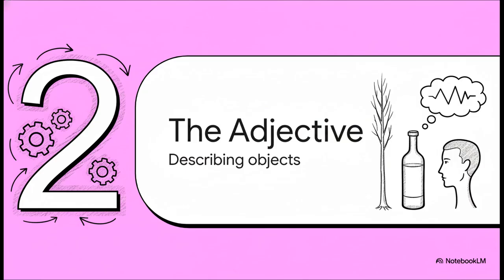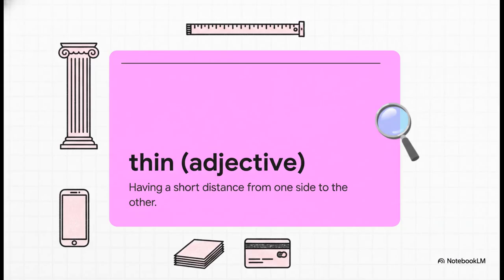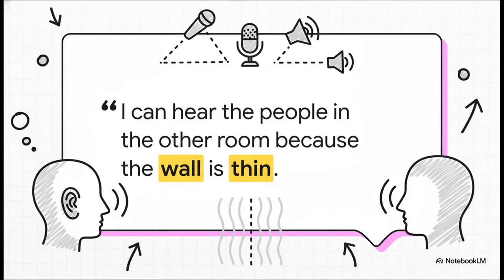Okay, so we know how it sounds. Now, let's get into what it actually does. Its first and probably most common job is as an adjective, a describing word. And its most basic meaning is all about physical stuff. When we say something is thin, we're usually talking about its shape. Think about a slice of paper, or a credit card, or one of those super slim laptops. It's just a short distance from one side to the other. This example is just perfect for showing what I mean. The sentence doesn't just say the wall is thin. It tells you the consequence of it being thin. You can hear the people next door because the wall is thin. See? It's a complete idea all packed into one simple sentence.